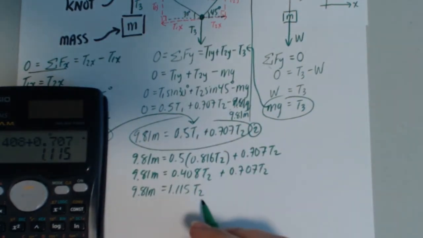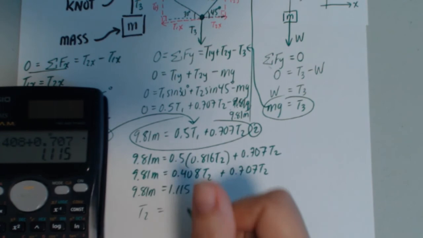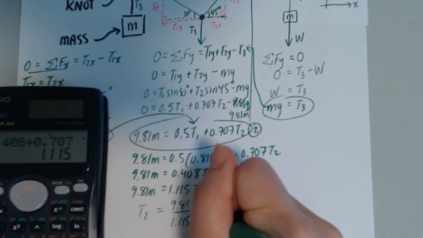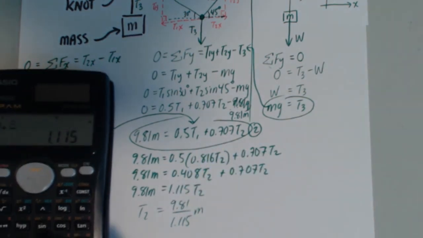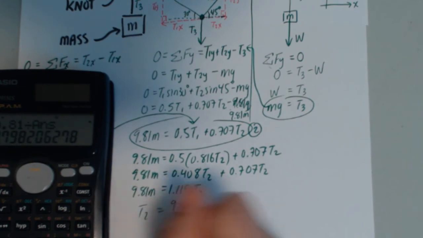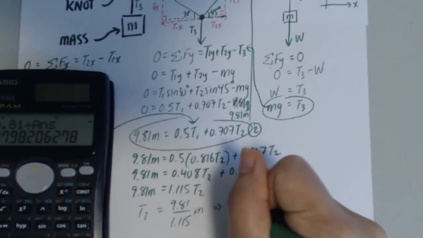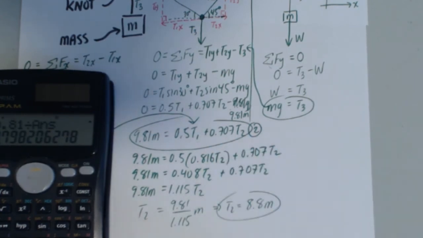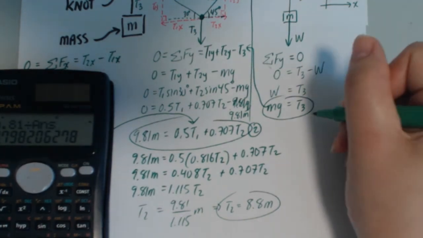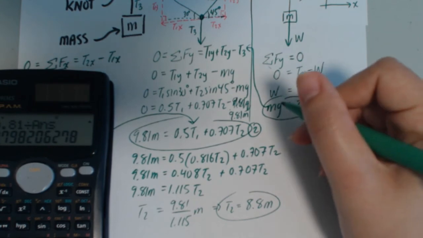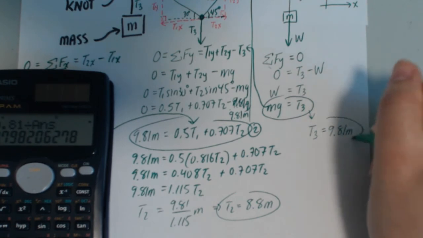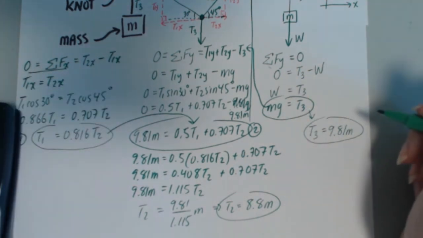Okay, now I'm trying to get T2 on its own, so divide both sides by 1.115. That means I'm going to have 9.81 divided by 1.115 times m. So T2 is equal to, let's call that 8.8 m. Okay, that's good. So we have one of the tension forces in terms of m. Actually, we have T3 in terms of m as well, technically, because T3 is m times g, so T3 is just 9.81 times m.